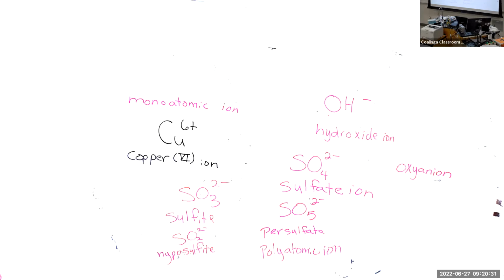Okay. Per means that we add more oxygen to the sulfate, and you notice persulfate has one more. Hypo, what is hypodermic? Below body temperature, right? If you're below the body temperature, you're hypo. That's where hypo comes from, below. You guys see that?